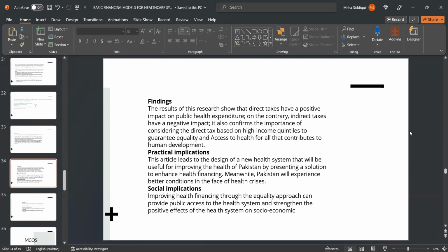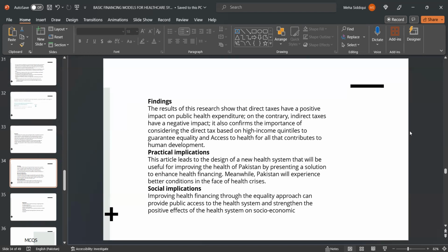Findings of the study: the results of this research show that direct taxes have a positive impact on public health expenditure. On the contrary, indirect taxes have a negative impact. It also confirms the importance of considering the direct tax based on high income quantiles to guarantee equality and access to health for all, which contributes to health development. Practical implication: this article leads to the design of a new health system that will be useful for improving the health of Pakistan by presenting a solution to enhance health financing.